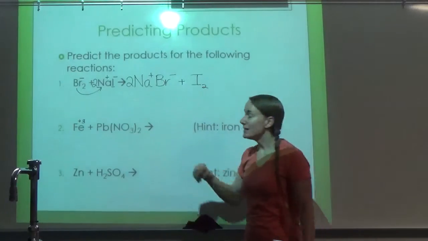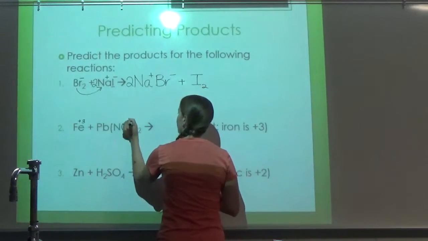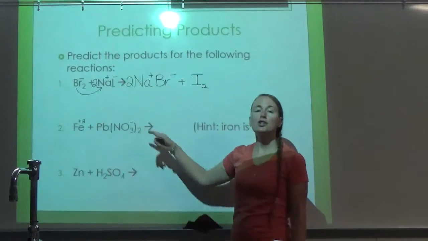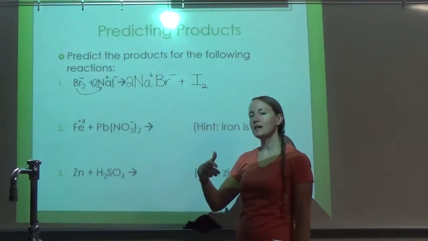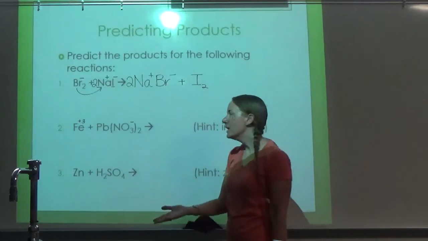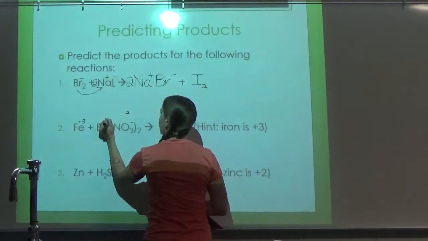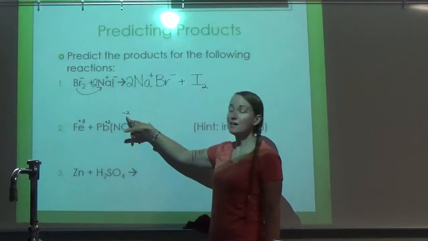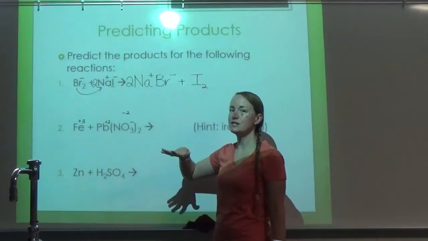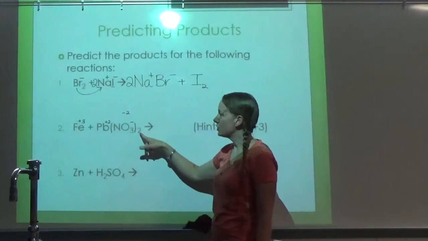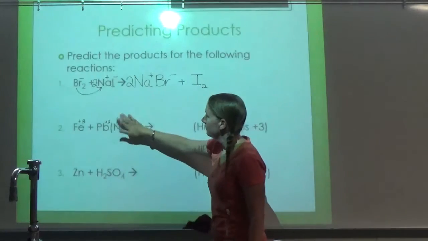NO3 is nitrate. It has a -1 charge. But there's 2 nitrates. So instead of -1, it's really -2. So what cancels out a -2? Lead having a +2. Okay, I wrote the -2 up high because I don't want you thinking that's the charge of nitrate. That's just the charge of 2 nitrates.